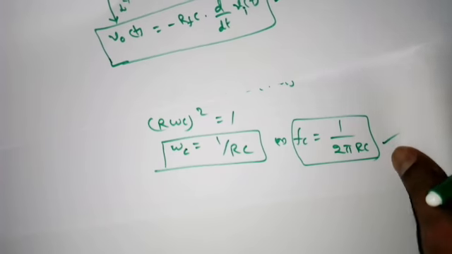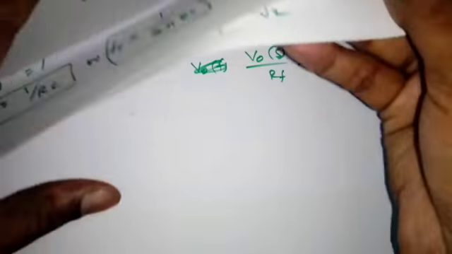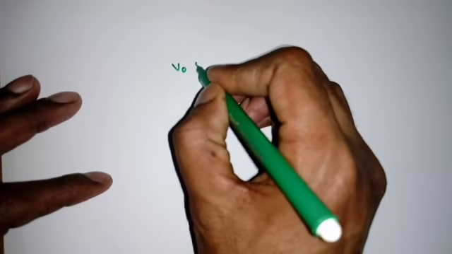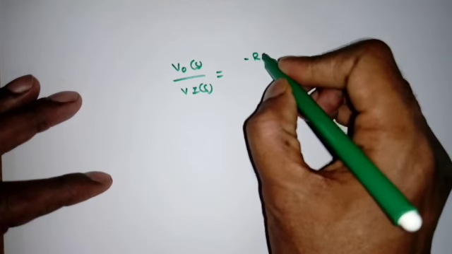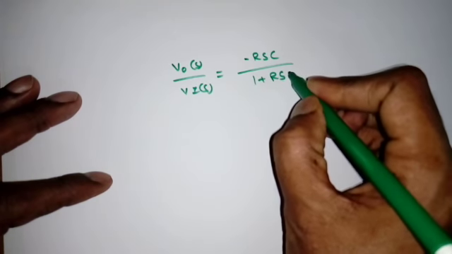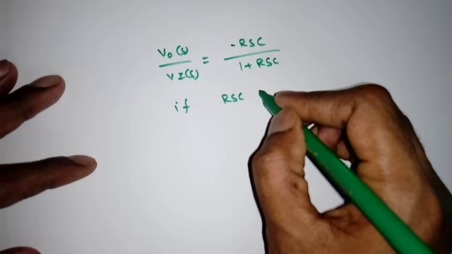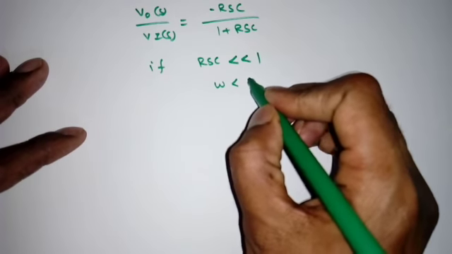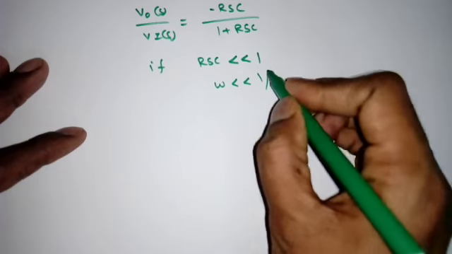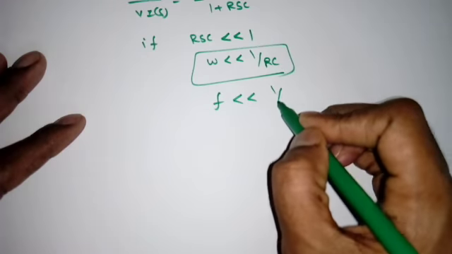Now we need to conclude one thing. How can we say from the transfer function whether it is a differentiator or an integrator? We got V naught of s by Vi of s is equal to minus RSC by 1 plus RSC. Suppose RSC is very much less than 1. What this means is omega is very much less than 1 by RC, or we can say f is very much less than 1 by RC.